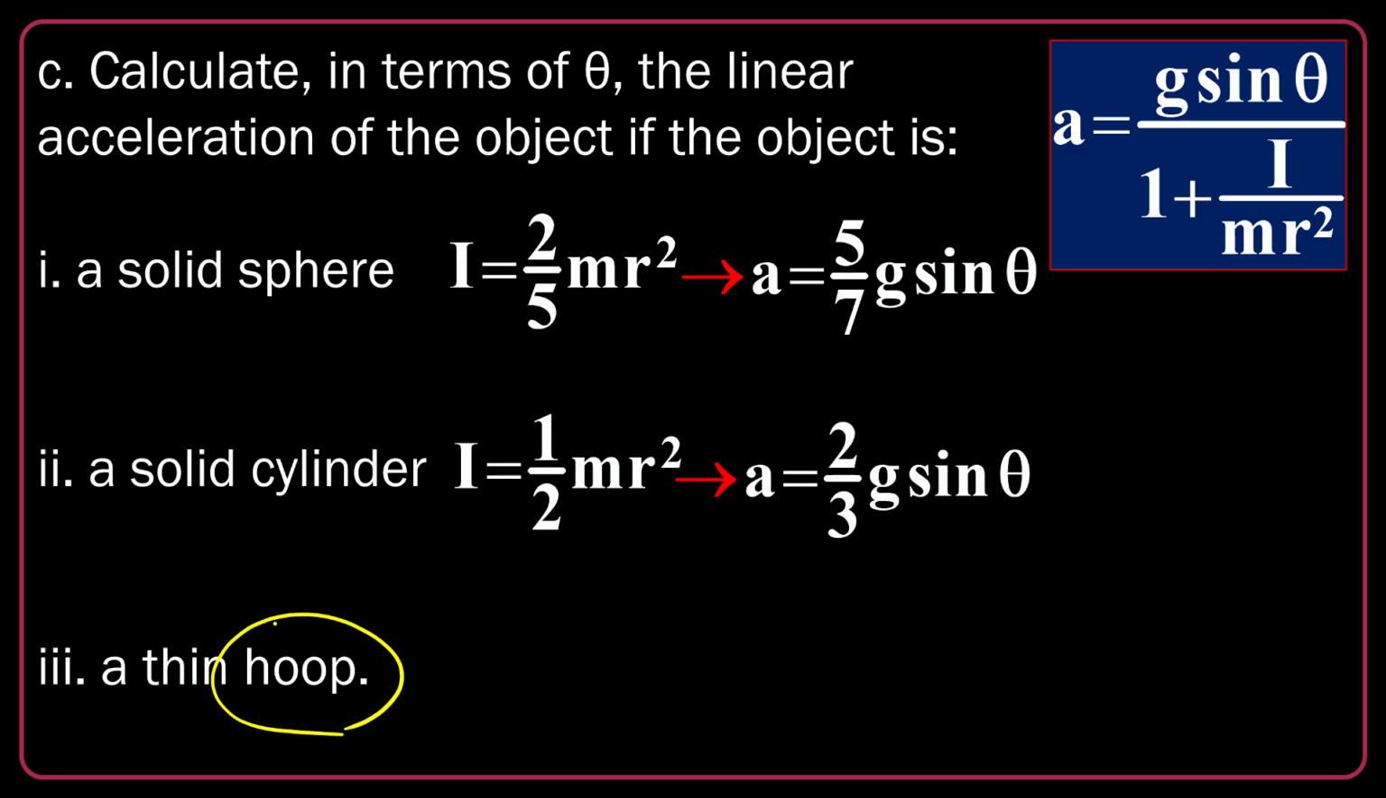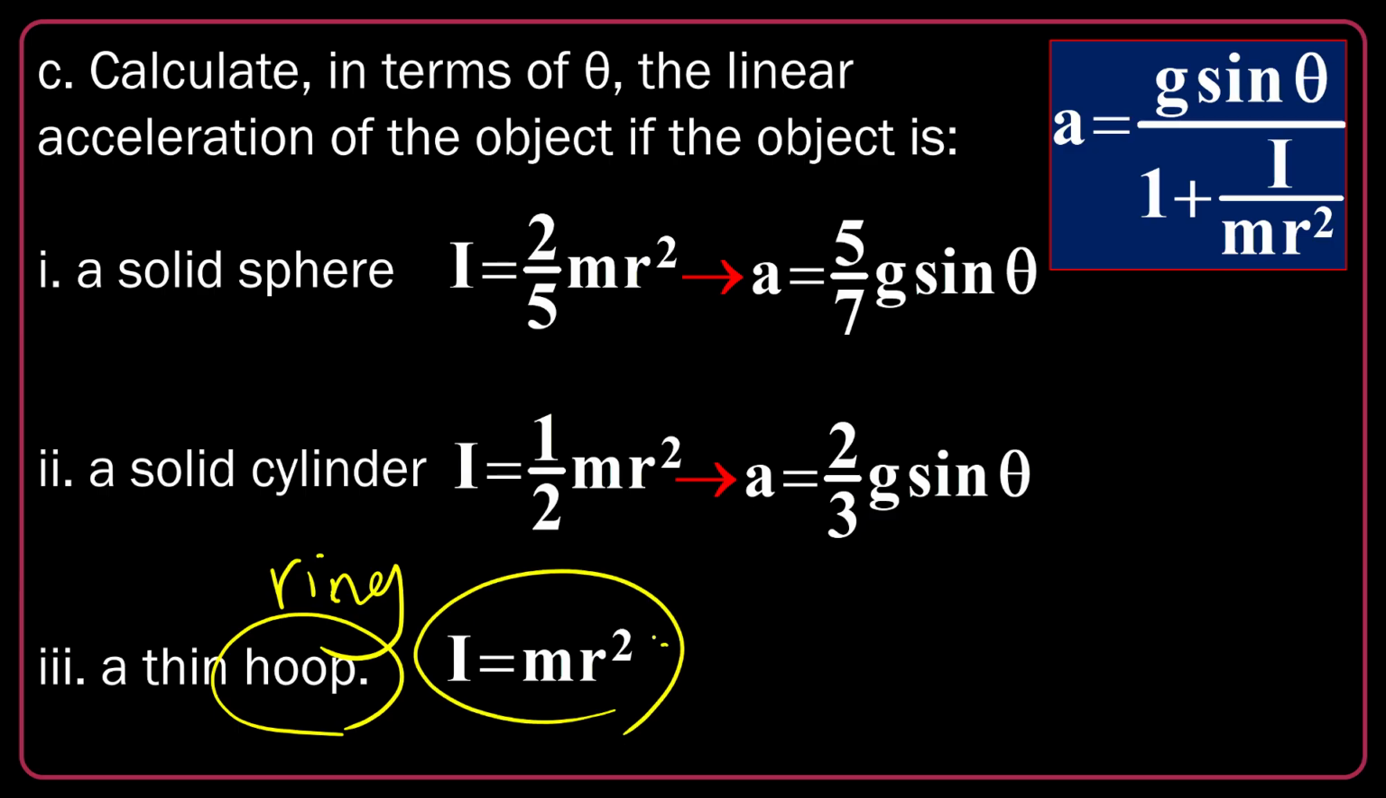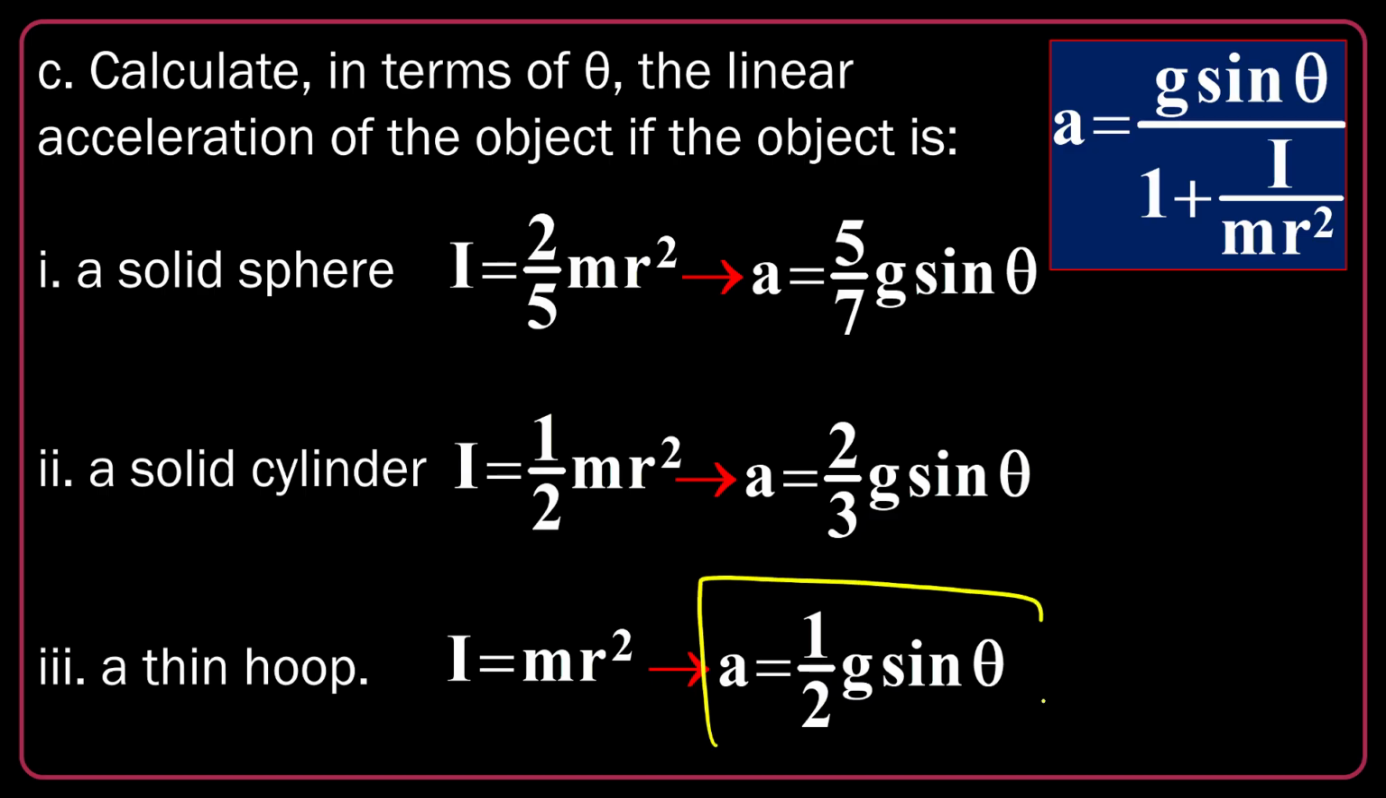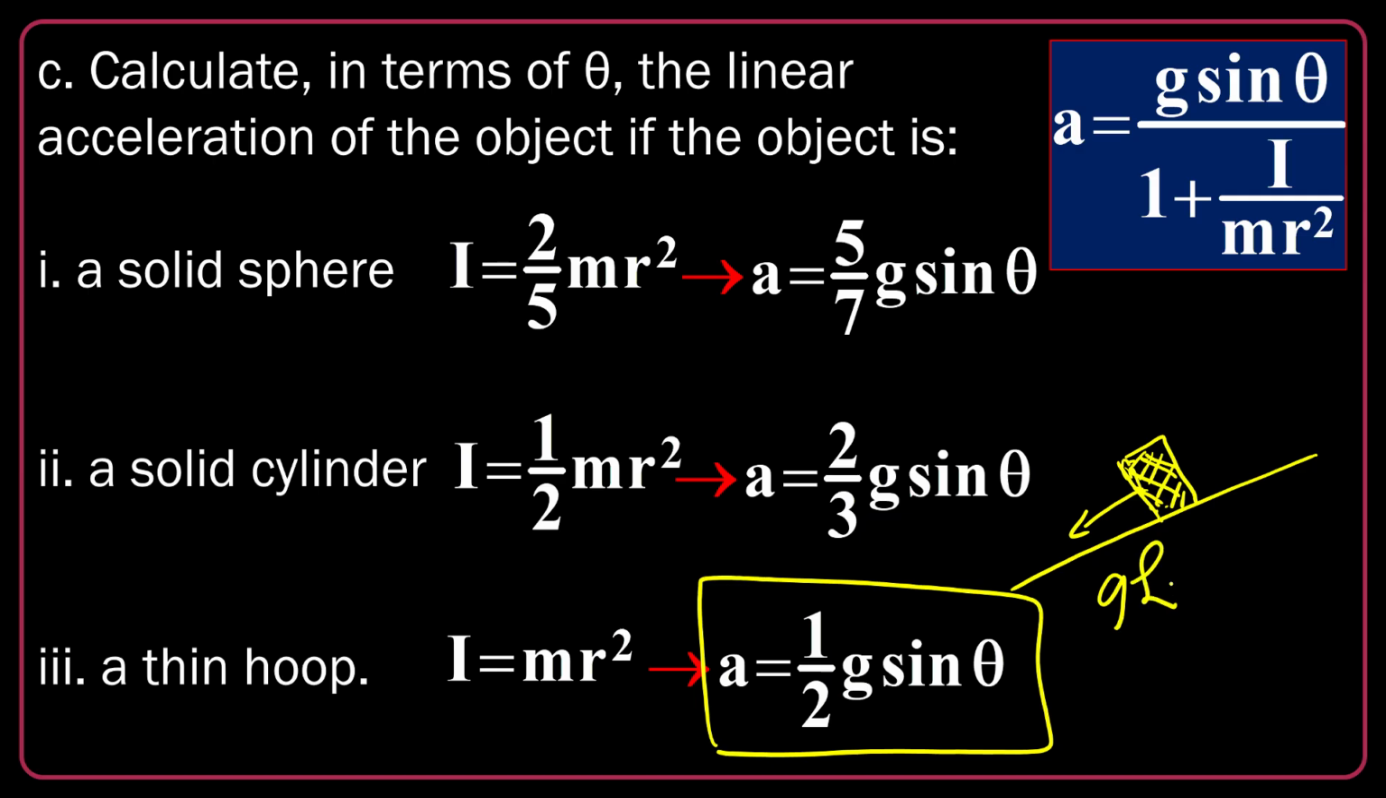And for a hoop, a ring, okay, we have I is equal to m r squared. Then plug in this m r squared, and it's very interesting. It's a half of g sine of theta. So for a ring, acceleration is half of the expected acceleration for a box that doesn't have any rotational motion. The box had an acceleration g sine of theta, you remember. Now it's a half of that. A half because, anyway, the rotational motion comes into play.